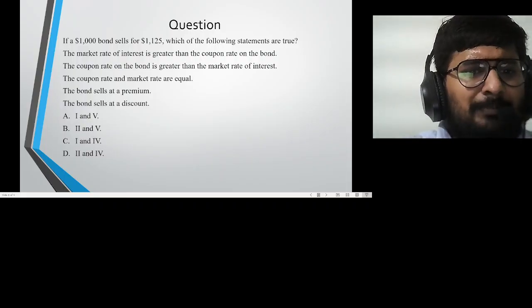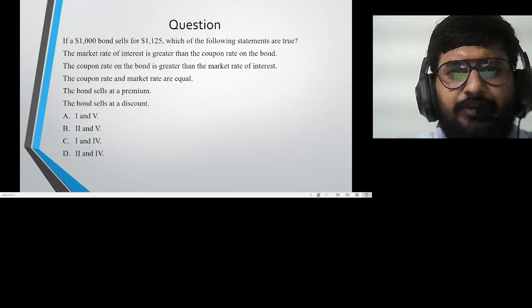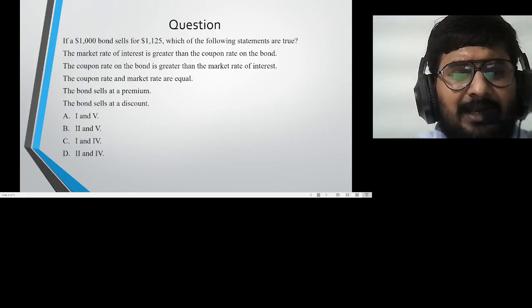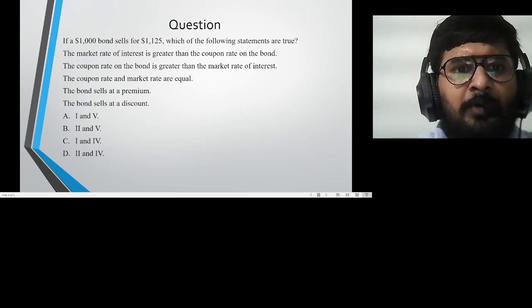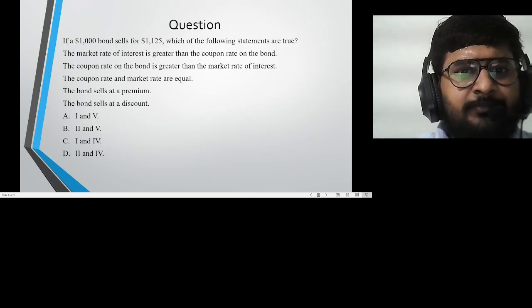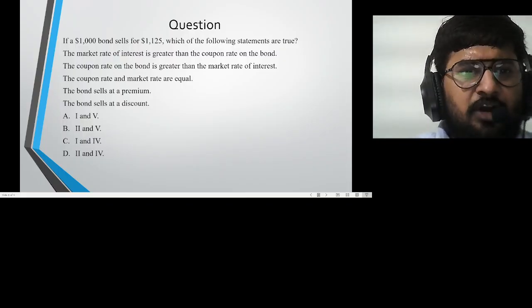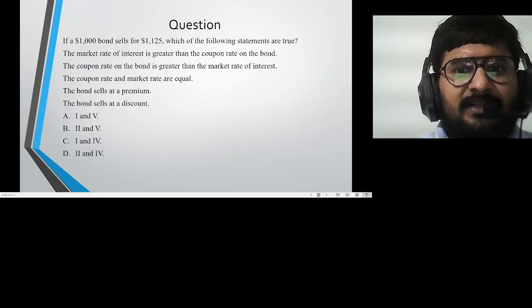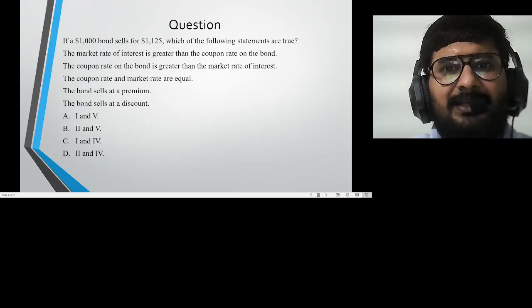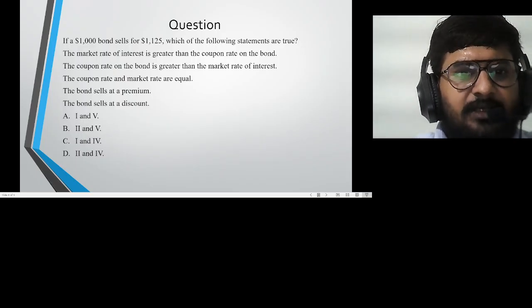Okay. Market rate of interest is greater than the coupon rate on the bond. No, bond is selling at a premium. So coupon rate must be greater than market rate. One is wrong. If market rate was greater than the coupon rate, bond would have sold at a discount. Here it is at a premium, so it is not correct.